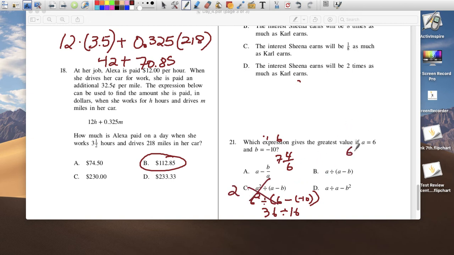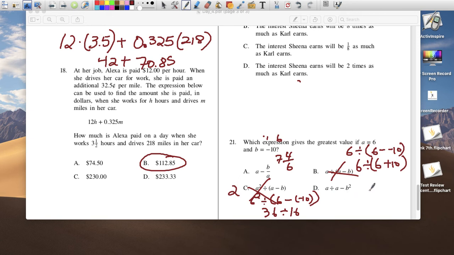A again is 6, and if we divide by... That doesn't make any sense. A minus 10 again, so we get 6 minus 10, and I'm just going to rewrite this as 6 divided by 6 plus 10, and 6 plus 10 is 16, so that's going to be just a very small number.